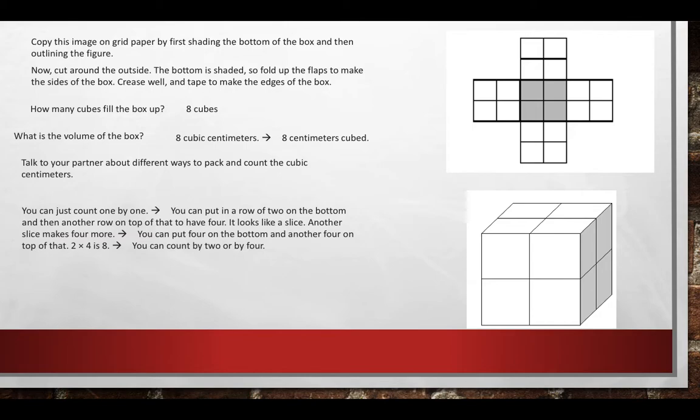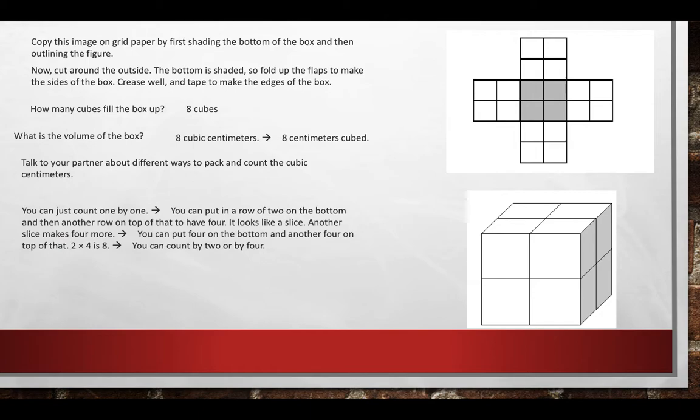We can also put in a row of 2 on the bottom and then another row on top so that you have 4, and it looks like a slice. So you'd have 2 slices of 4 right next to each other. And that other slice makes 4 more, which would be 8.